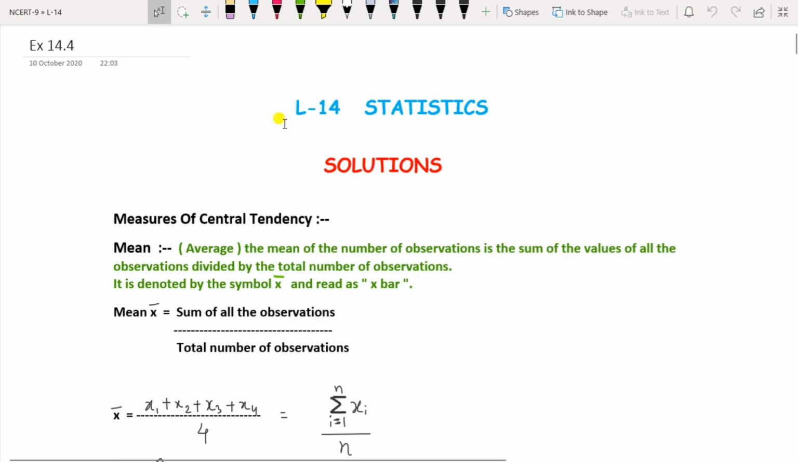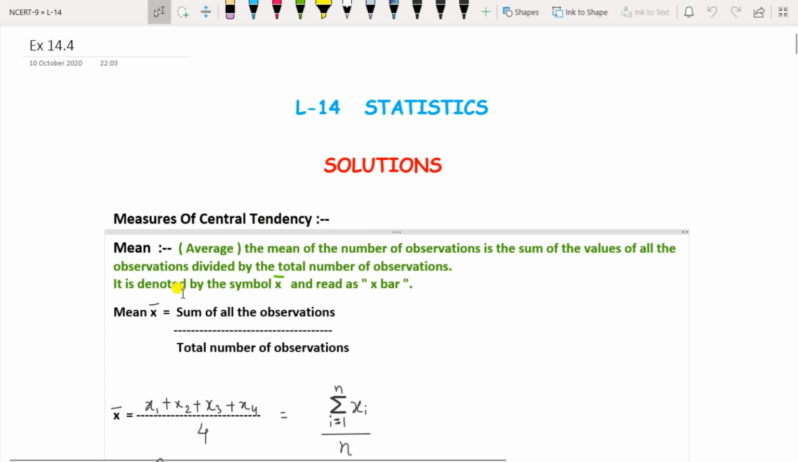In this video we are going to see the solutions of exercise 14.4 of lesson 14 statistics. In this exercise we are going to study about the measure of central tendency, that is to find the central value, or it is also called the mid value.